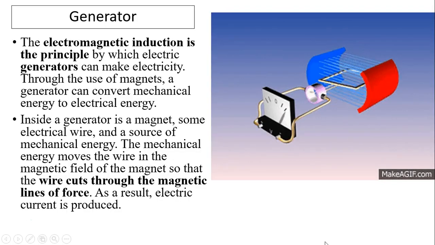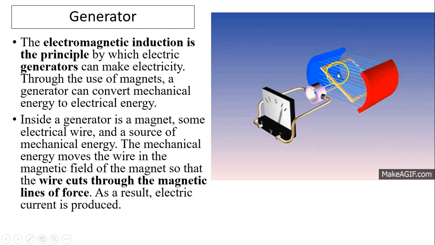A generator. Electromagnetic induction is the principle by which an electric generator can make electricity. Through the use of magnets, a generator can convert mechanical energy to electrical energy. First, for it to generate electricity, some of you probably have generators at home. A generator actually runs on gasoline. What that gasoline does is convert chemical energy in the gasoline to mechanical energy.